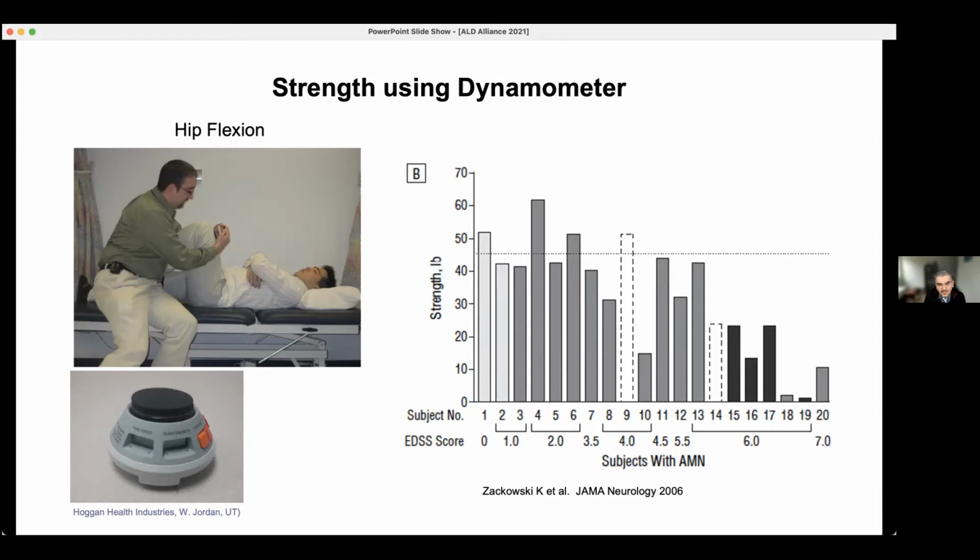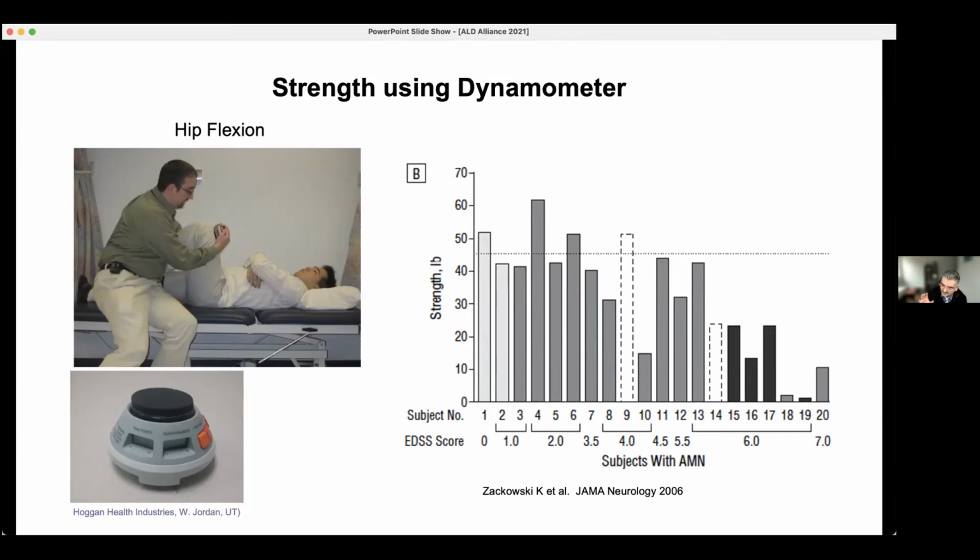Another variable that might be very useful is measuring hip strength. So the hip flexors, the muscles that help you to bend your hip upwards towards your face, you can measure that with a dynamometer. And again, we've shown, this is work done by Kathy and Jen Keller, that the more severe your neurologic disability is, the higher your neurological disability score is, the weaker you are in that muscle. And so I think it's actually a very sensitive measure.